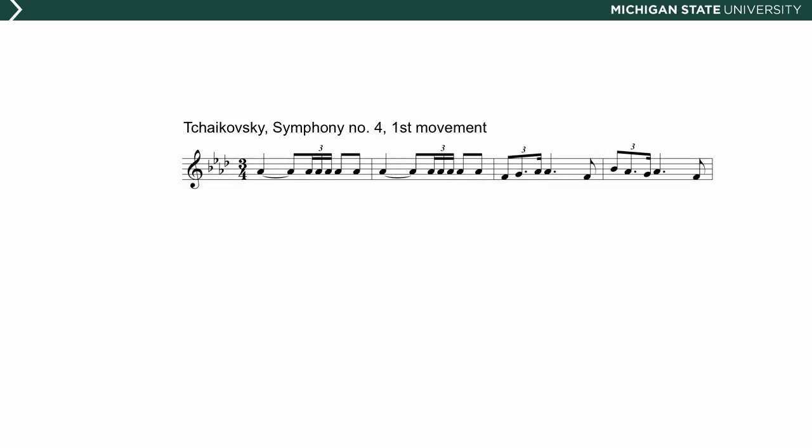One final Tchaikovsky excerpt. Tchaikovsky used a lot of tuplets. This is a nice one. It's the first thing you hear in the Fourth Symphony, played fortissimo by the French horns and bassoons. It's in 3/4, so the quarter note gets the beat, with eighth notes grouped by 2s.